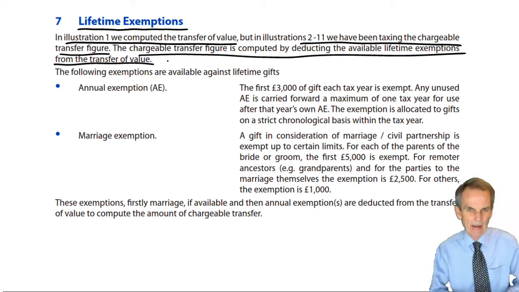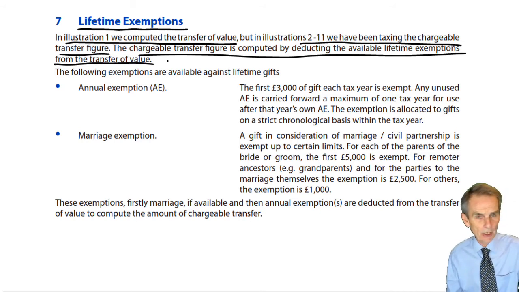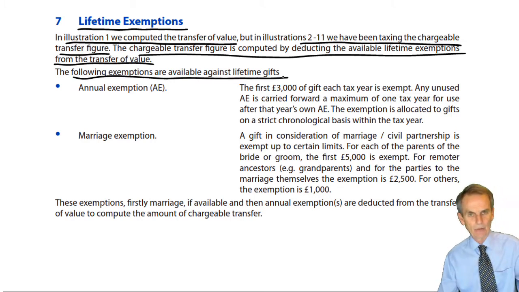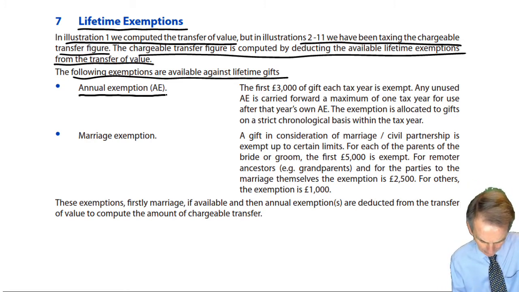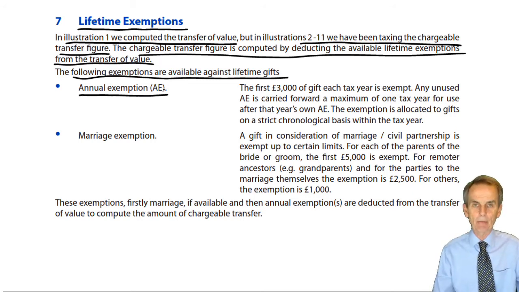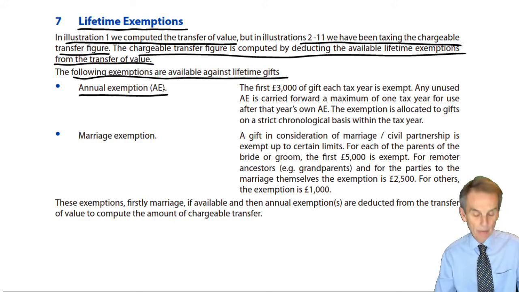But now these specific exemptions that are applicable to the lifetime transfers. The ones that we're going to see to begin with, these two here: the following exemptions are available against lifetime gifts. So these will be deductions away from the transfer of value to give you the chargeable transfer figure. First of all, what will always be applicable each tax year is, well, we're used to the concept, aren't we, of an annual exemption. We have an annual exempt amount in terms of CGT. We have a personal allowance in terms of income tax. Well, here we see we have an annual exemption in relation to IHT.